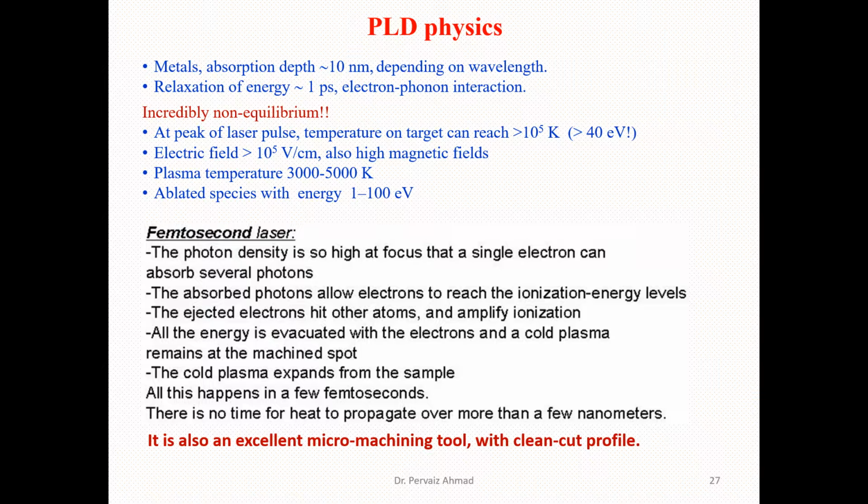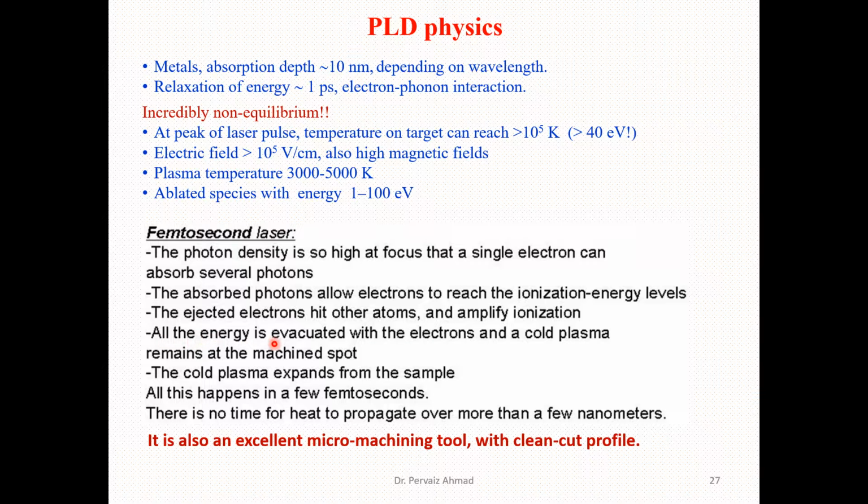If we have a femtosecond laser, we remember we can do the PLD with a femtosecond laser. The photon density is so high that a single electron can absorb several photons. The absorbed photons allow electrons to reach the ionization energy levels. The ejected electrons hit other atoms and amplify ionization. These are basically the functions of the femtosecond laser if we utilize it in the PLD process.